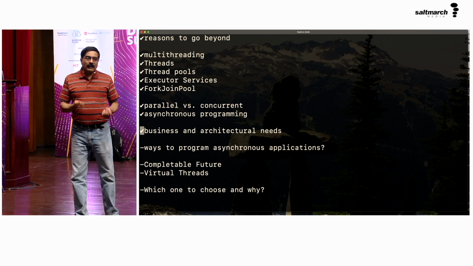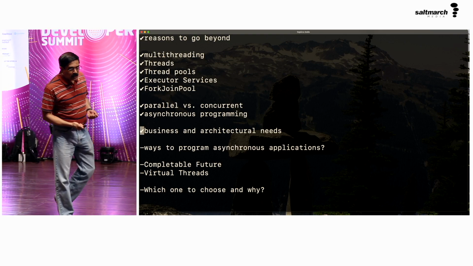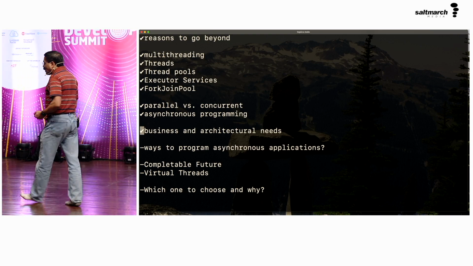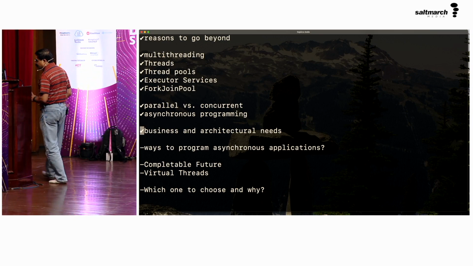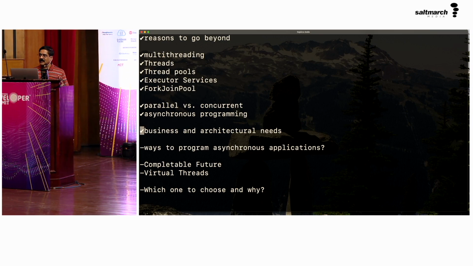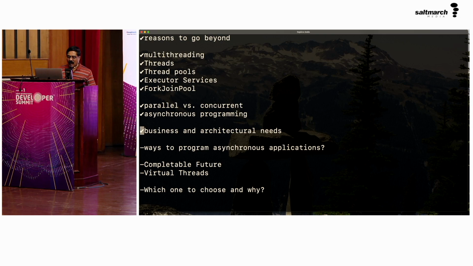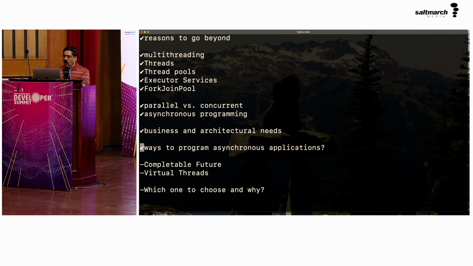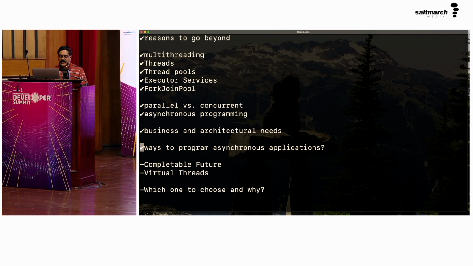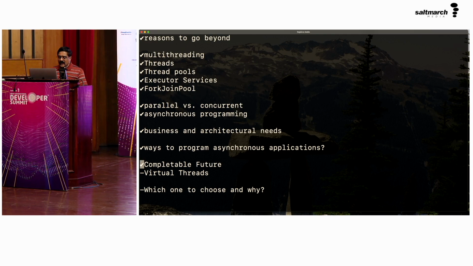And this is why we got to be very careful in the choices we make. So the question is, all right, we are convinced we definitely need scalability in that application. What are the ways to provide that kind of scalability? It turns out, in the case of Java, there are two ways to achieve this. One is called completable future.